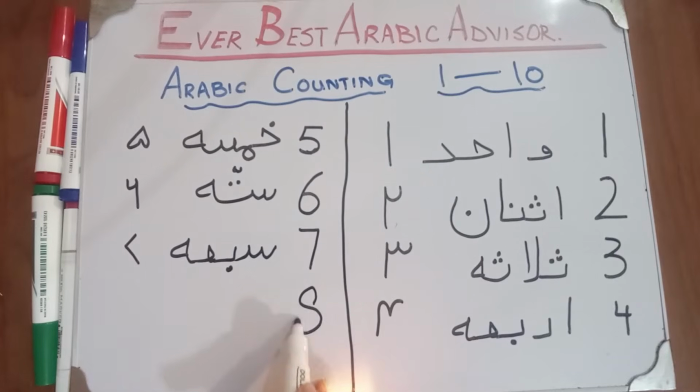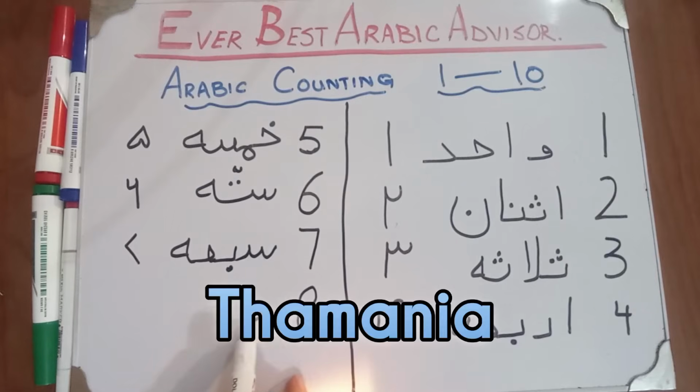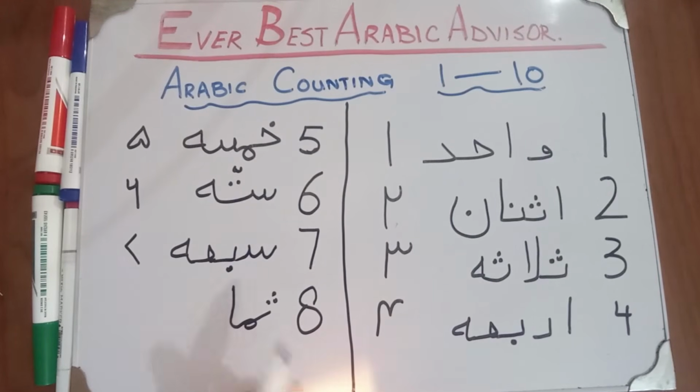For number 8, it is samania. Sa and meem and alif. Sa, meem, noon, ya, and ha. Samania. It is just like this.